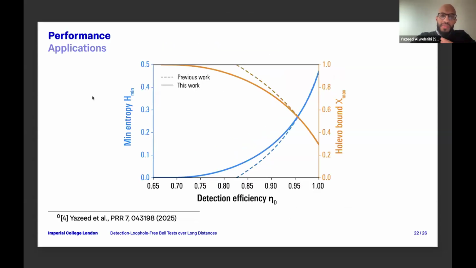Okay, so what are the applications for our protocol? As I mentioned before, we could use it for quantum key distribution, device-independent quantum key distribution, and also random number certification of truly random numbers. The dashed lines here are from previous protocols, while our protocol is the solid lines.